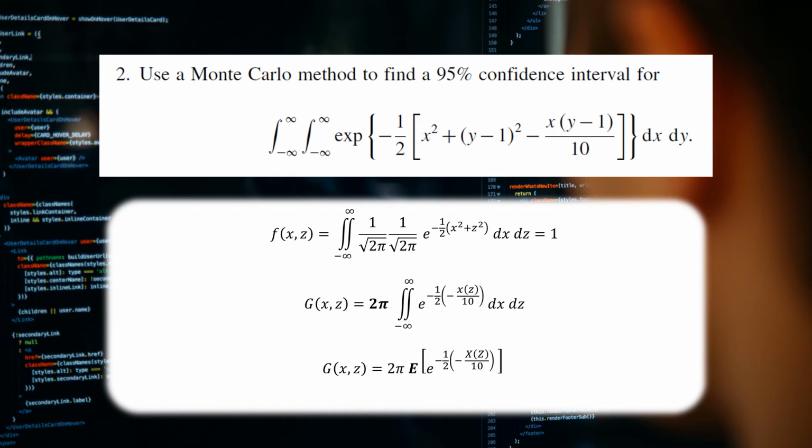Alright, so we're taking a look at another Monte Carlo simulation problem here. Again, the 95% confidence interval. So we went ahead and took care of one step, and we did a U sub for y minus 1 for z. So in this case, we're looking at a double normal standard distribution, and we're taking out the g of x again. So the goal is to have an estimated g of x function.